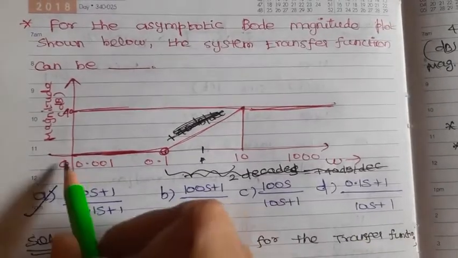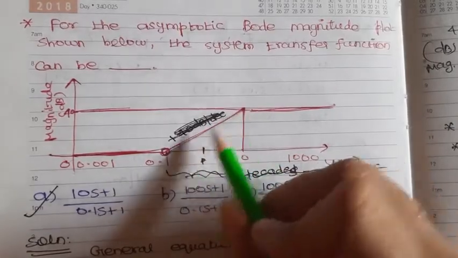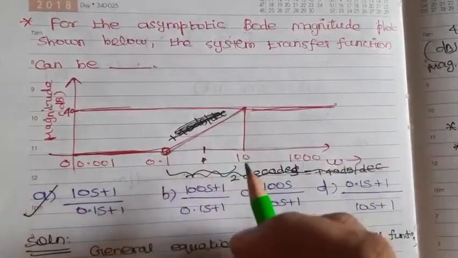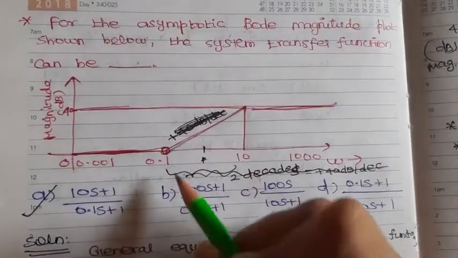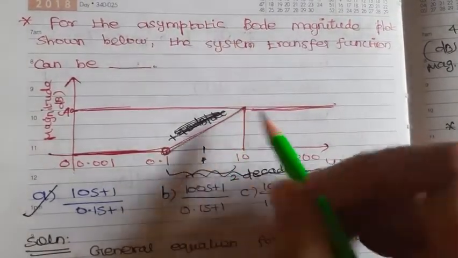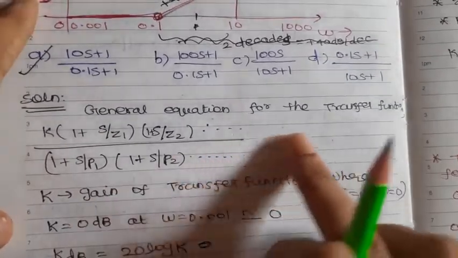Okay, this is starting at 0. If it is rising, it means there is a 1 zero, right? A 1 zero is present at this point, because we'll see how to find out. First we'll see the general equation for the transfer function.